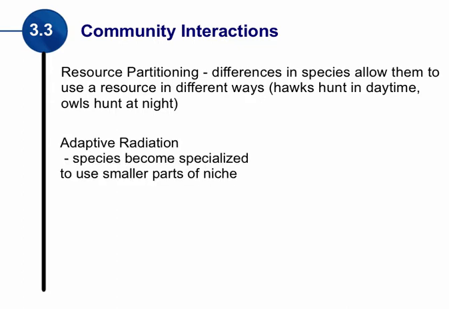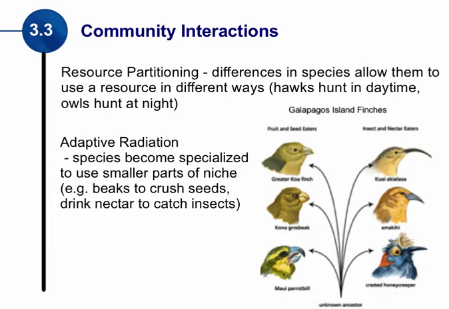Another term we want to be looking at here is what's called adaptive radiation. And what this is, some species actually become specialized to use smaller parts of the niche. So they have a smaller role or use those smaller pieces of the ecosystem. And there are many examples. Here's one of a finch, looking at the different types of finches in the Galapagos Islands.